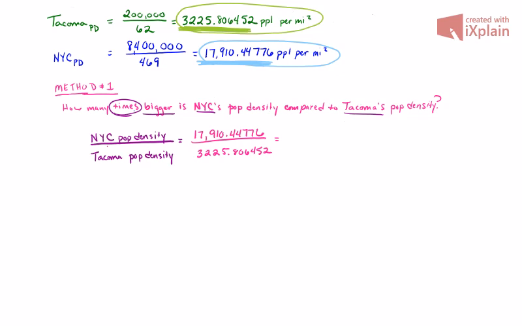So when we do this, I get that New York's population density is about 5.552238805 times bigger. So if you think about it on a smaller scale, for every 1 person in Tacoma, there are about 5 people in New York, if not more. We'll say 5 to 6 since we're dealing with a decimal.